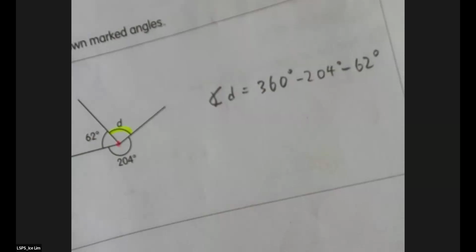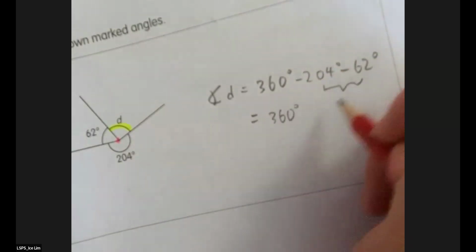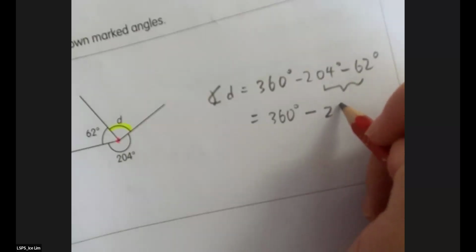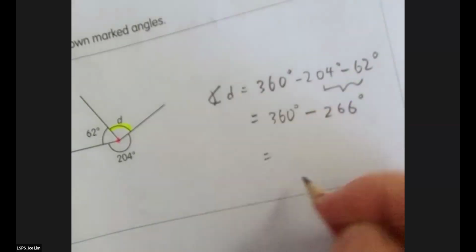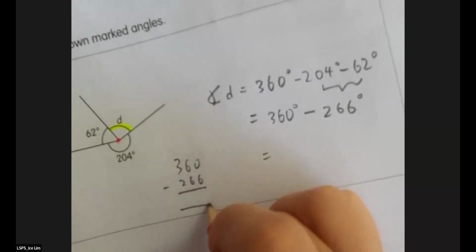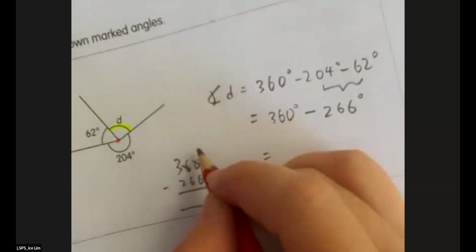Now I can do addition first, then do subtraction, or do subtraction one by one. So up to you, your preference. For example, I may add these 2 up first, so that I'm doing 360 minus 266. Then I do my working to check. Remember to do regrouping. This is one of the most common mistakes, forgetting to do regrouping.